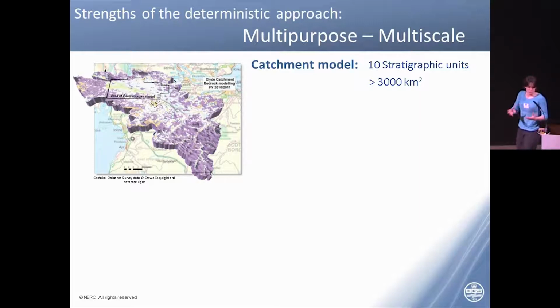The final kind of strength, but there's a few slides just to illustrate it, is how we can actually build very versatile and very useful models using this process. We can build them at different scales. So we have catchment scale models where we've used a coarser definition of the stratigraphy, so just 10 units to build the catchment scale model.